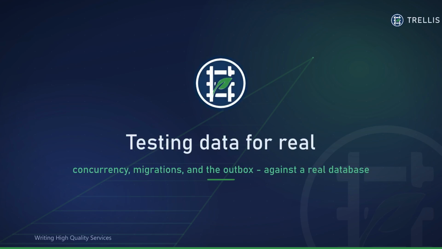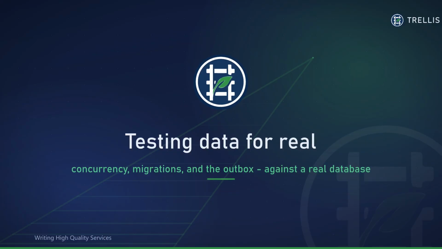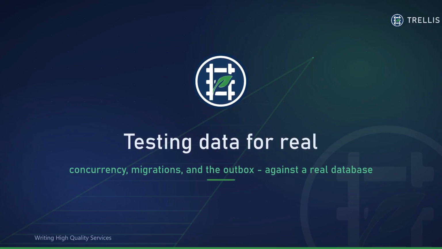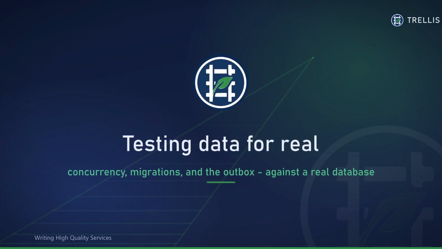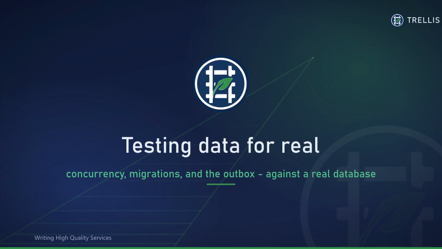In-memory tests are fast, and you should have a lot of them. But some bugs simply don't exist in memory. Two users editing the same record at the same instant. A migration that's wrong. The transactional outbox that has to commit your data and your event together, or not at all. None of that shows up against a fake.